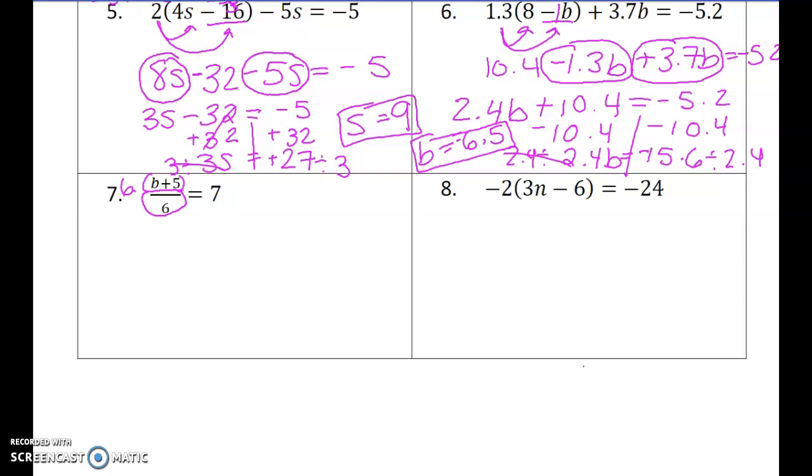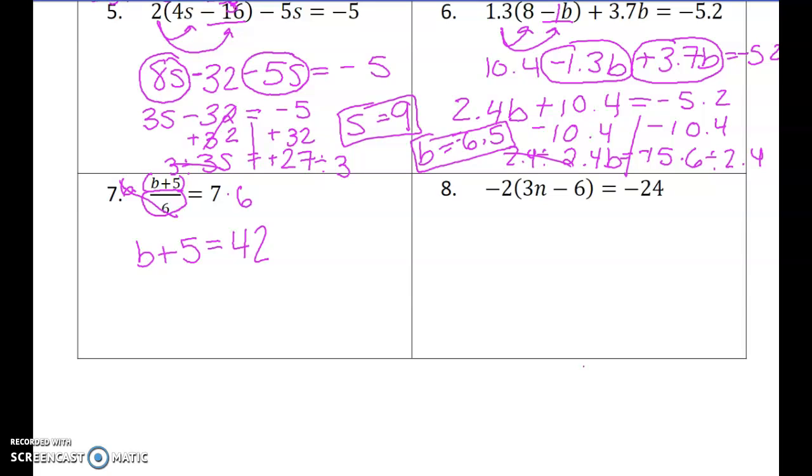So I'm going to multiply by 6 on both sides. 6 divided by 6 is 1, so those cancel each other out. But since I multiplied by 6 on the left, I better multiply by 6 on the right. So over here I still have b plus 5 equals 7 times 6. Well, that's 42. Oh, sweet, I have a one-step equation.